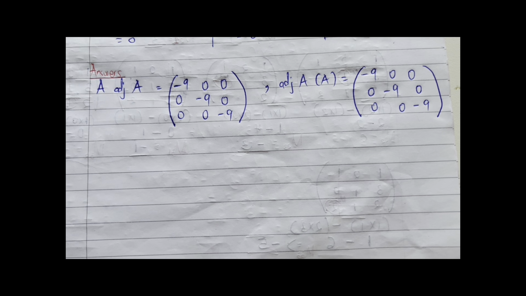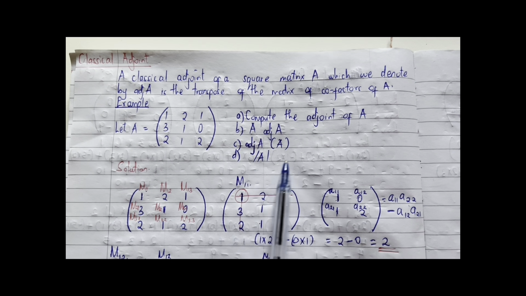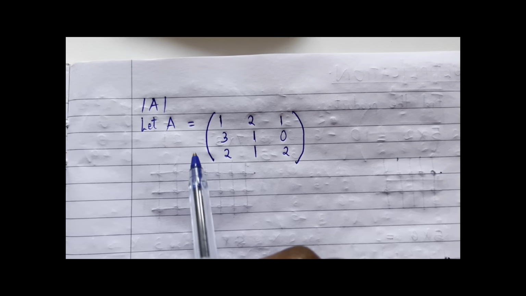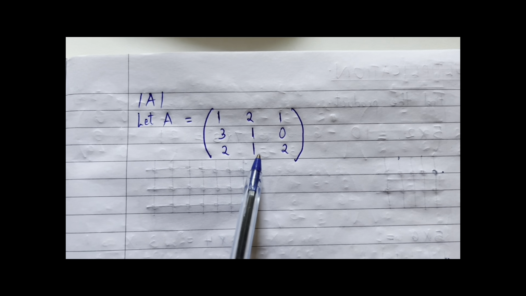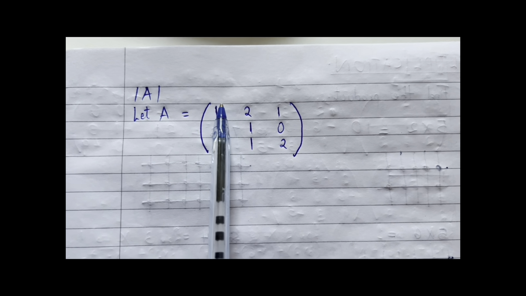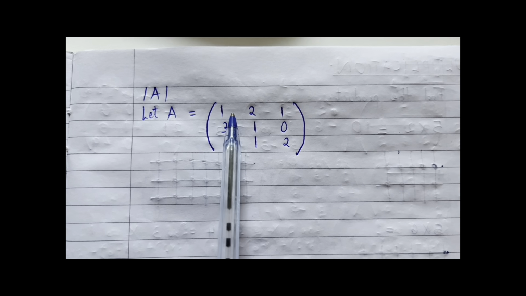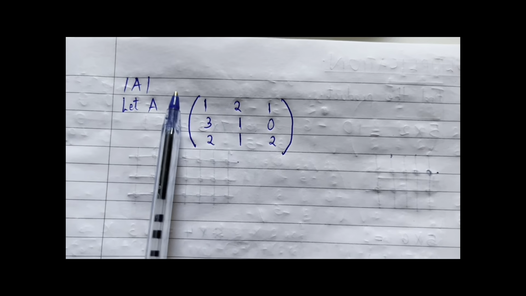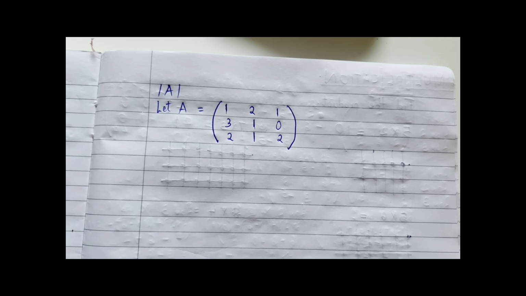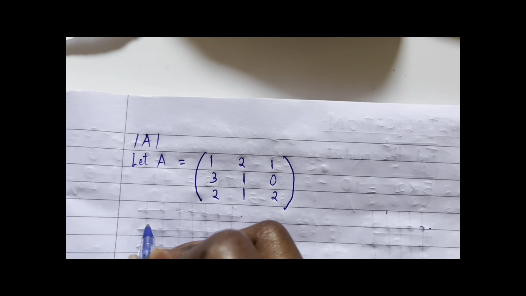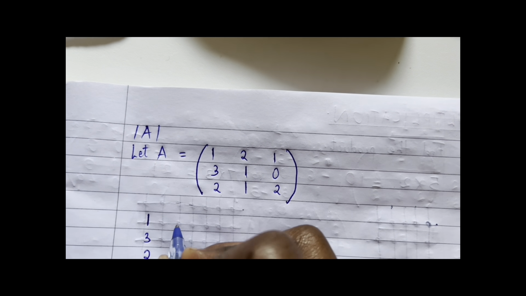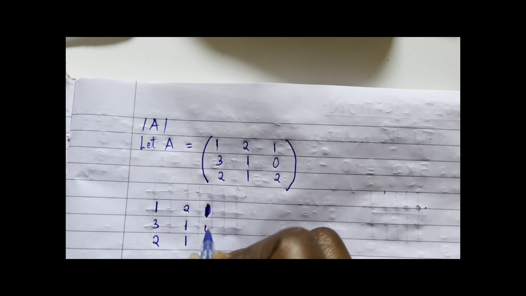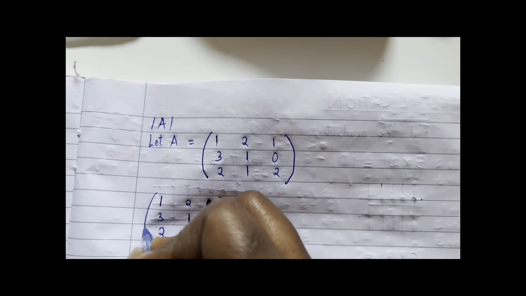So let's see the next question. We're supposed to find the determinant of A. So let's jump into it. I've written the values of the matrix A. We're going to use the first row to calculate the determinant, and we're going to cancel each row and column where 1, 2, and 1 are. I have a video where I showed you how to calculate the determinant. It's the first video, so go find it and go through it.